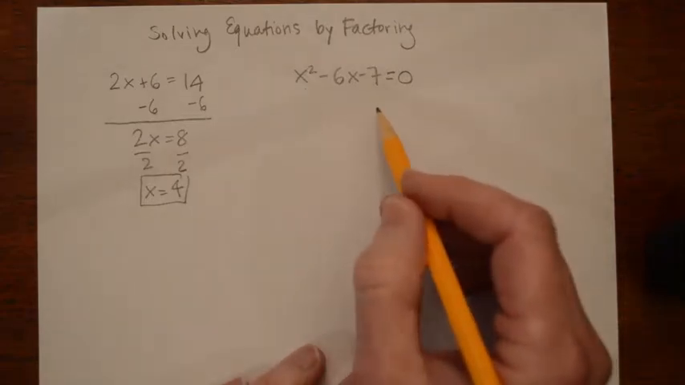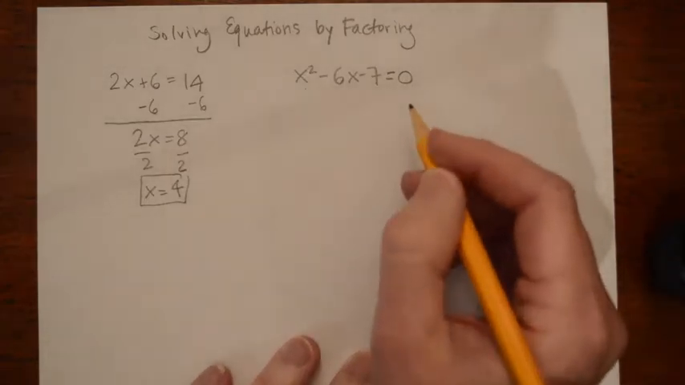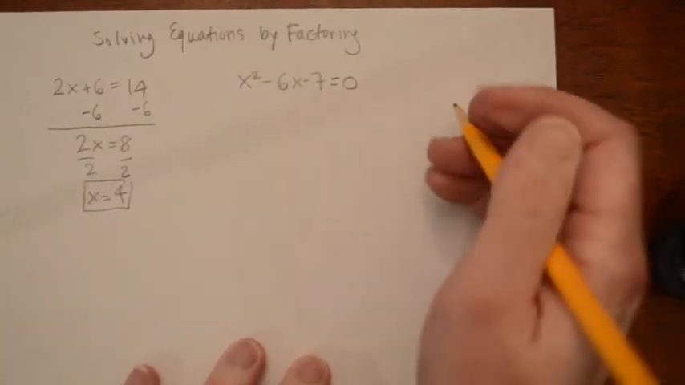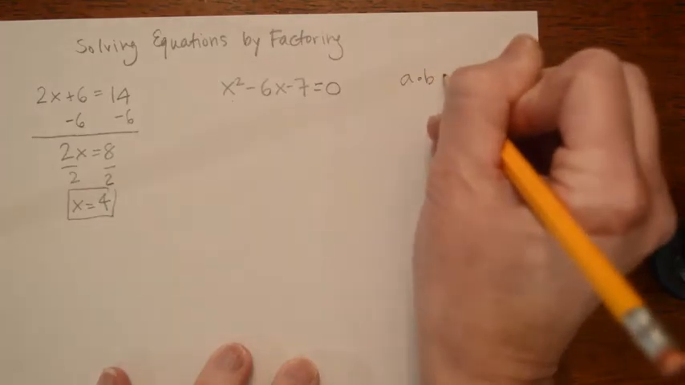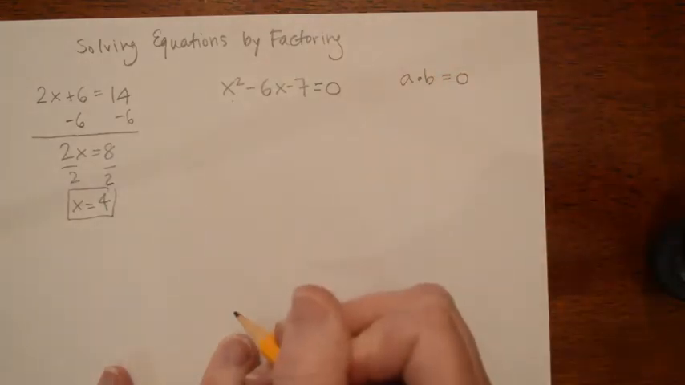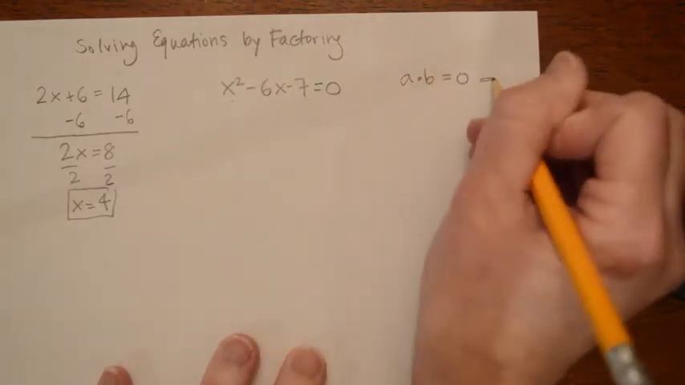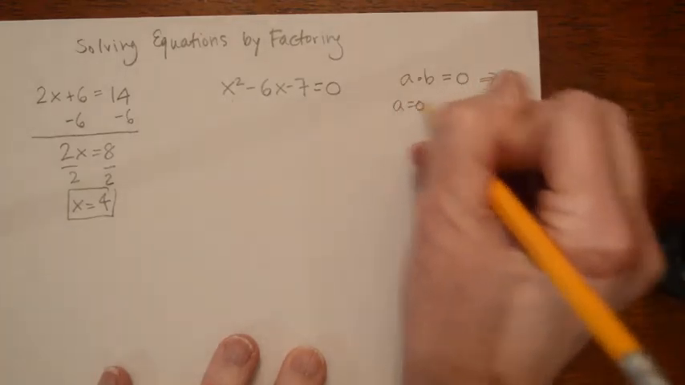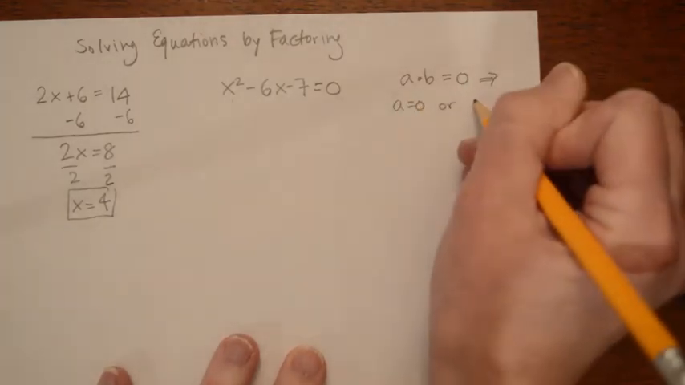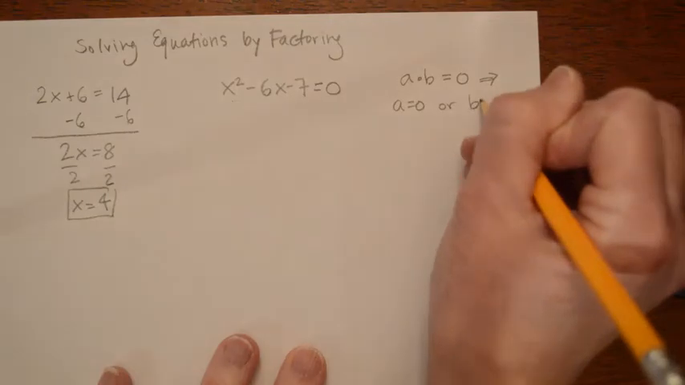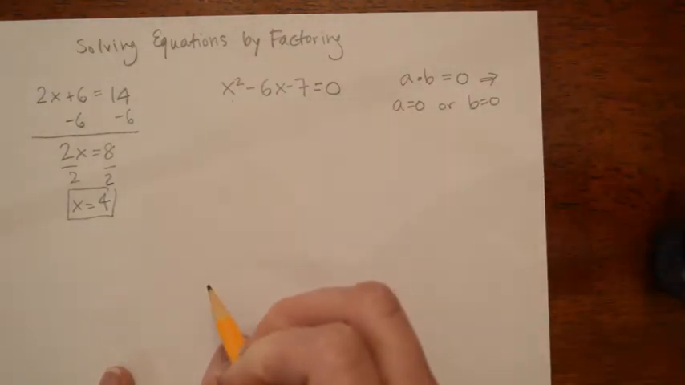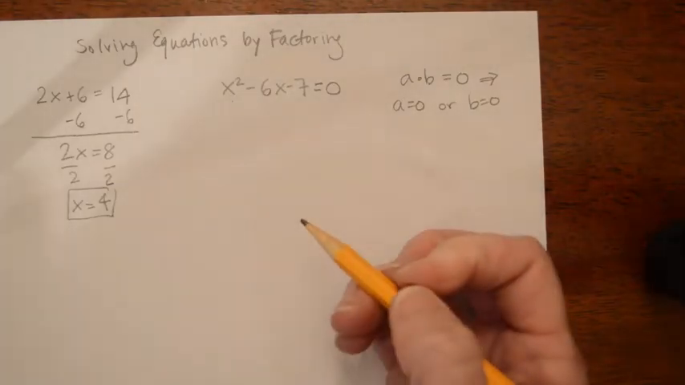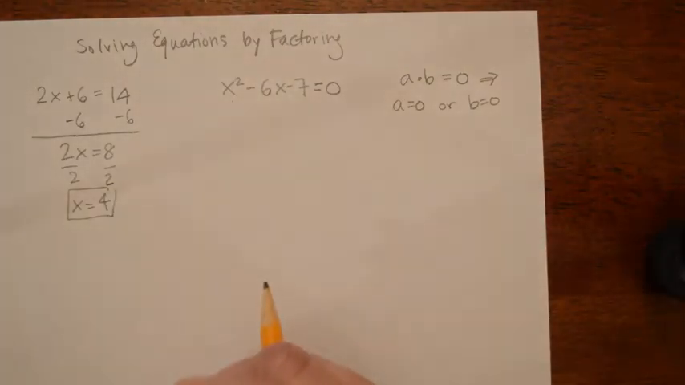Right? And before I tell you what that strategy is, we need to know a special property in math, and that is the property that says that if we have two things multiplied together and they give us 0, one of them must be 0. So if a times b equals 0, the only way that can happen is if a equals 0 or b equals 0.